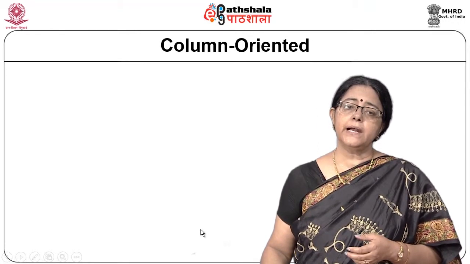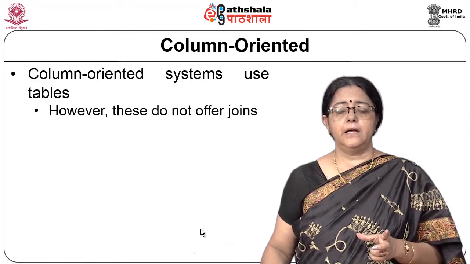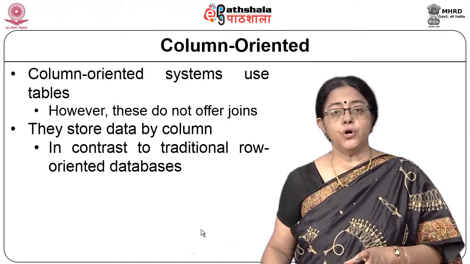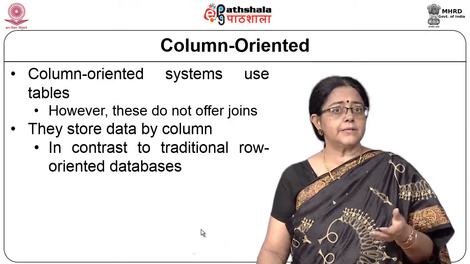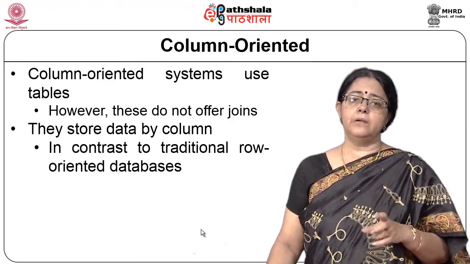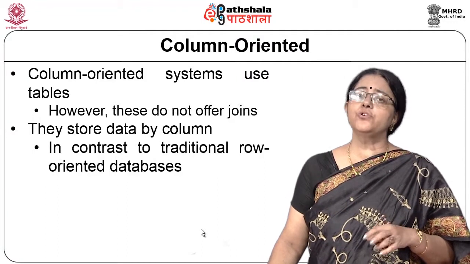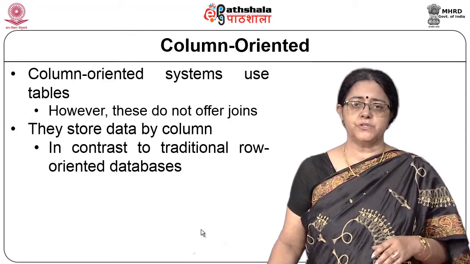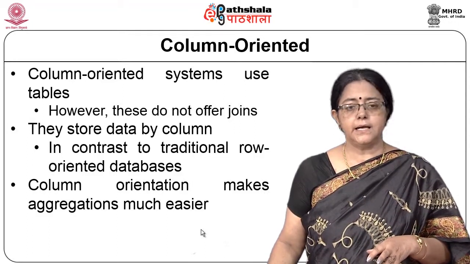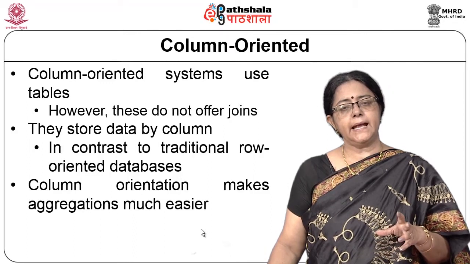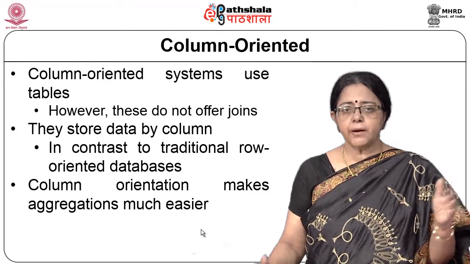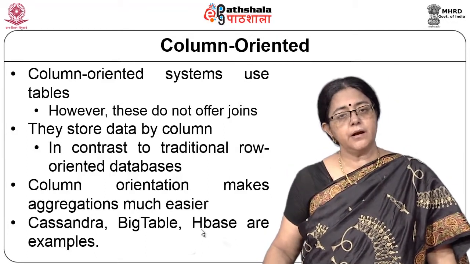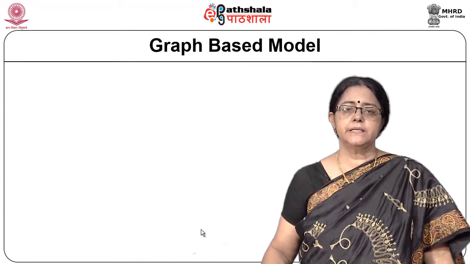Column oriented store actually supports tables. However, the tables are column wise and not row wise. Row wise were the relational databases; column oriented are column wise, and therefore table join, which is a very strong point for relational databases, is not possible in these column oriented data stores. But the aggregation of such data is easy. Bigtable, Cassandra, HBase are examples.